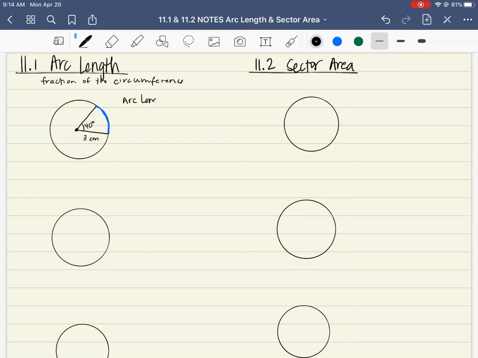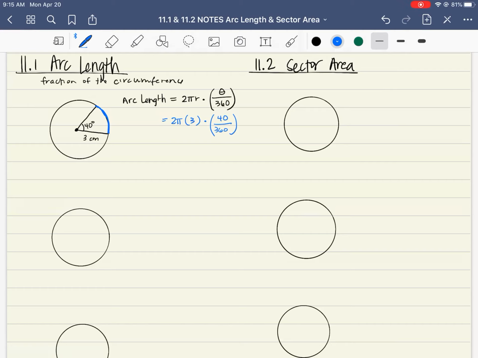So when you calculate arc length, if it's in degrees, the whole circumference would be 2 pi r, or you can use diameter times pi, and then you're just going to multiply it by whatever fraction of the circumference you're trying to find. So in this case, you're taking that theta, that central angle, and dividing it by 360, because that gives you the fraction of the circle. So we would say 2 pi r, our radius is 3 centimeters, and we're only going to find 40 out of the 360 parts of that circumference. And then it's just a matter of multiplying that together.